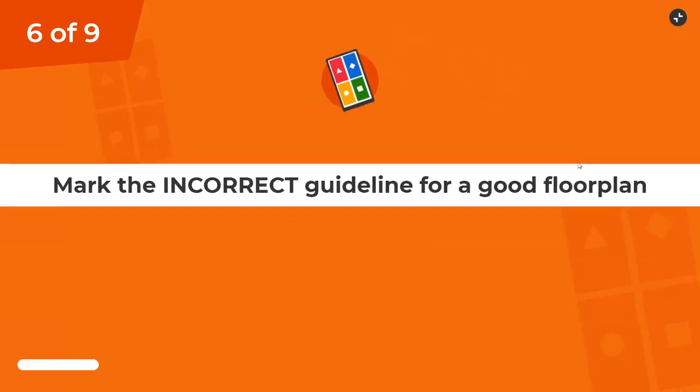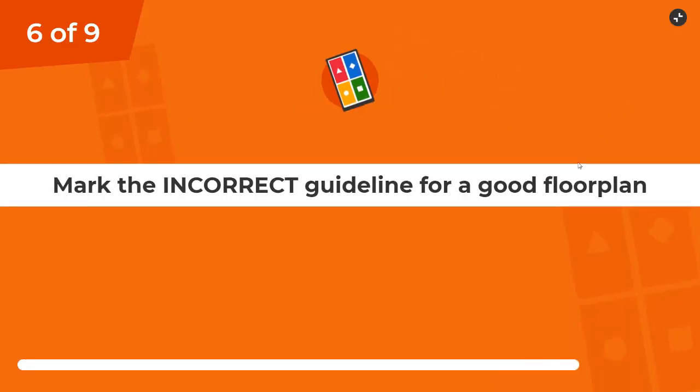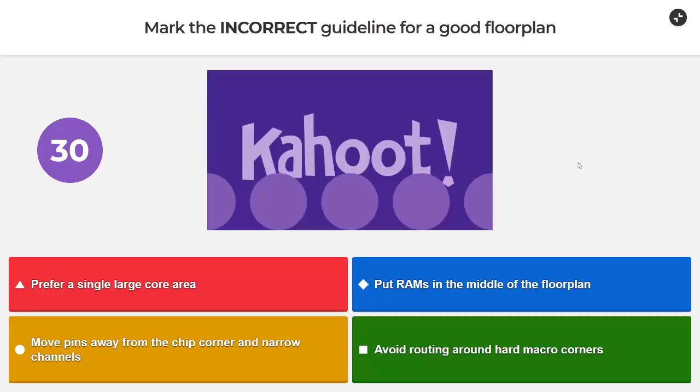So, question number 6. Mark the incorrect guideline for a good floor plan. Prefer a single large core area, put RAMs in the middle of the floor plan, move pins away from the chip corner and narrow channels, or avoid routing around hard macro corners. Which one is not good? Well, having looked at a lot of floor plans, I'm going to guess it's the blue one over here.